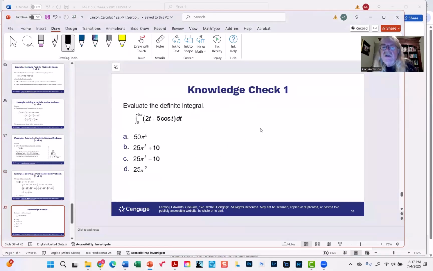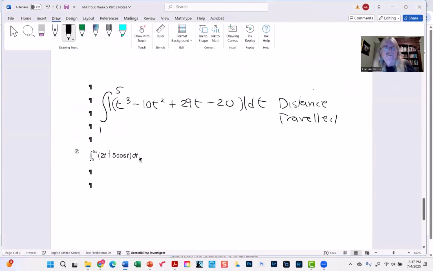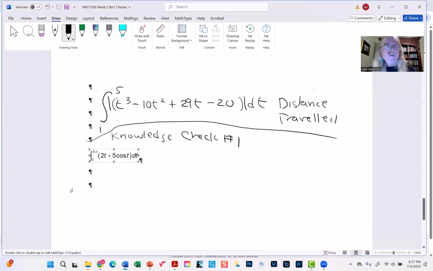All right. So now we've got a couple of knowledge checks, of course. Let's just check these out. So here, there's no physics application. It's just solve for the definite integral using our normal techniques. All right, so we'll break it up into two components.